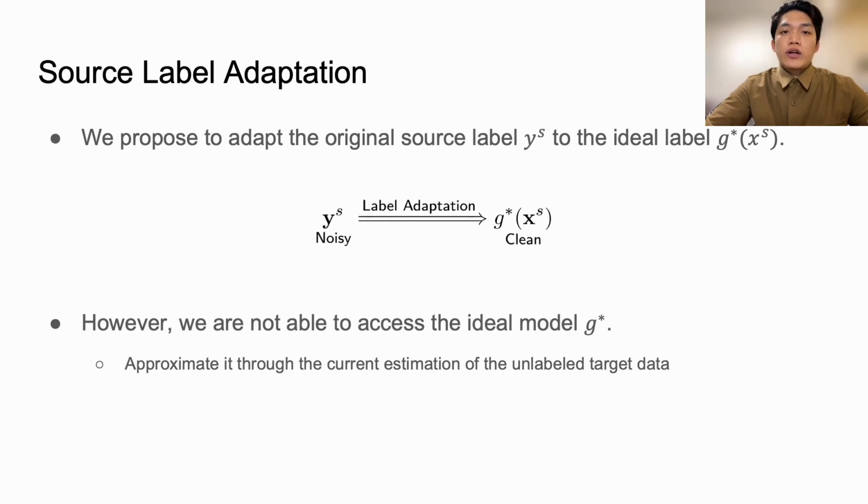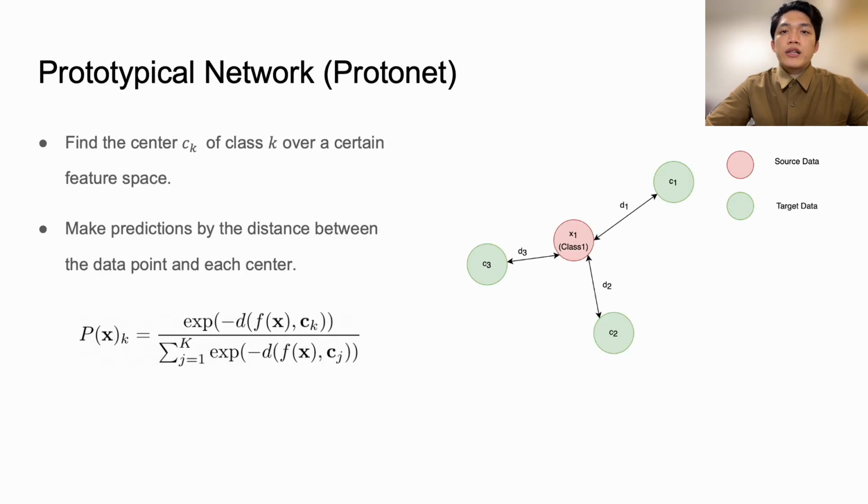The challenge is that we are not able to access the ideal model G-star. Instead, we have to approximate it through the current estimation of the unlabeled target data. To easily build a classifier from the target view, we borrow the idea from the prototypical network. The key idea behind a prototypical network is to identify the center, or prototype, of each data class in a feature space. This prototype serves as a representative point for that class. When making predictions, the network measures the distance between a data point and each prototype, using this information to determine the most likely class assignments.